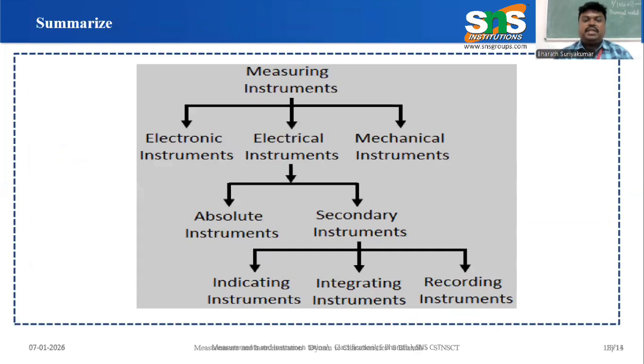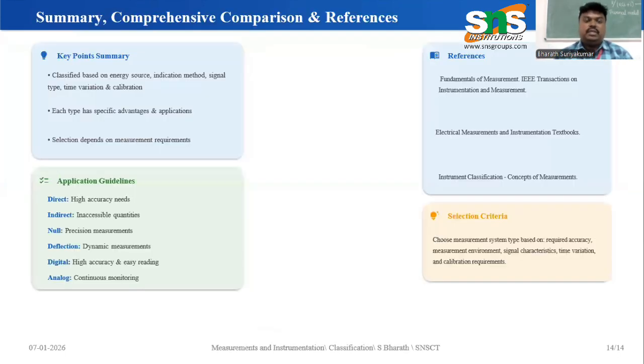Let's summarize. The measuring instruments are classified into three types: electronic, electrical, and mechanical. Electrical instruments are further divided into absolute and secondary, and indicating, integrating, and recording type instruments.